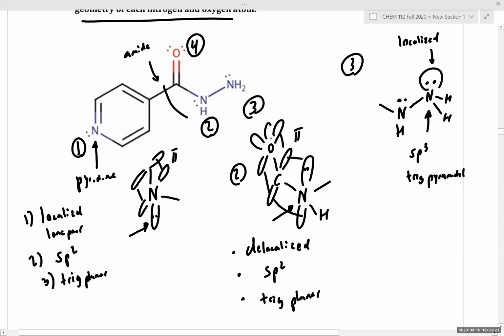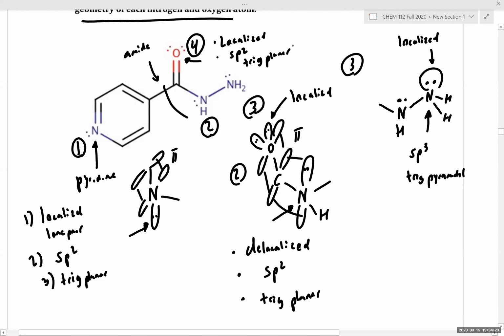Now, looking at the oxygen, if it's already formed a pi bond, where will its lone pairs be located? Are the lone pairs in a p orbital for this oxygen? The lone pairs are not in a p orbital, so are these lone pairs localized or delocalized? These are localized, exactly right. So for oxygen 4, the lone pairs are localized. What is the hybridization then for this oxygen? sp2, yep. And you could say that oxygen would have a trigonal planar-like geometry.